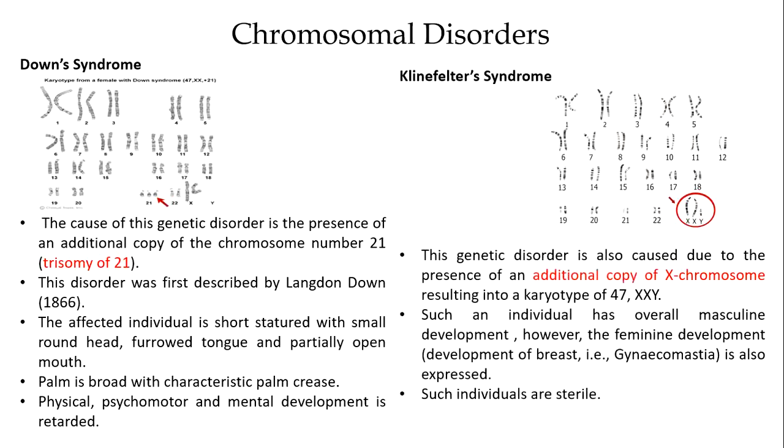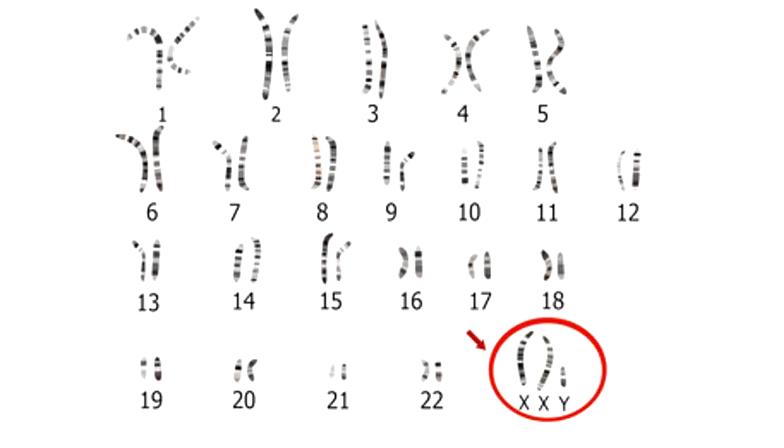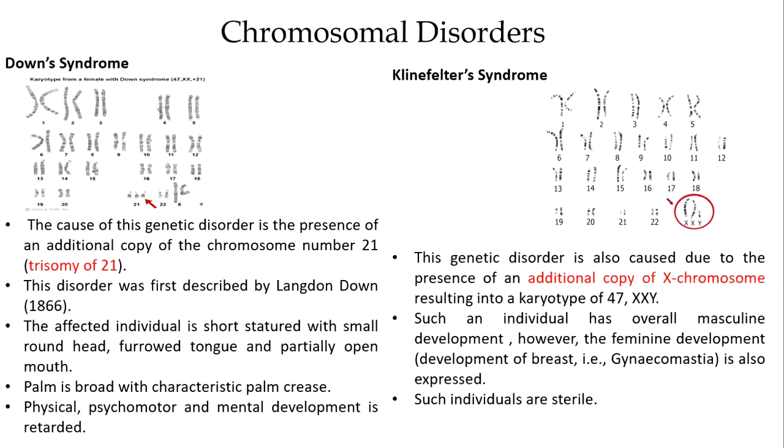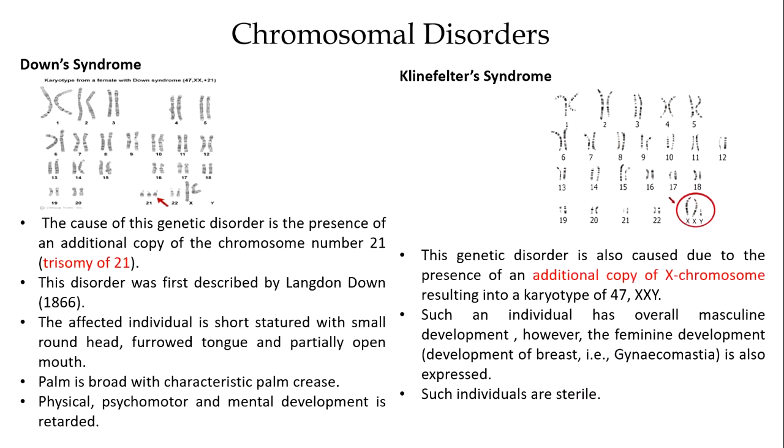Klinefelter's syndrome. This genetic disorder is also caused due to the presence of an additional copy of X chromosome resulting in a karyotype of 47. As visible in the karyotype, the individual has a sex chromosome combination of X, X, Y. Such an individual has overall masculine development. However, the feminine development, that is, gynecomastia, is also expressed. Such individuals are sterile.